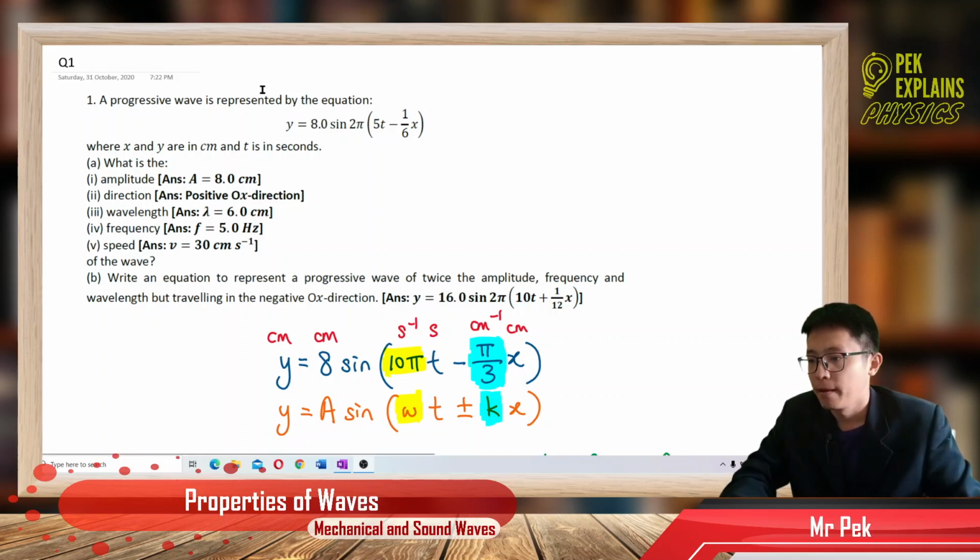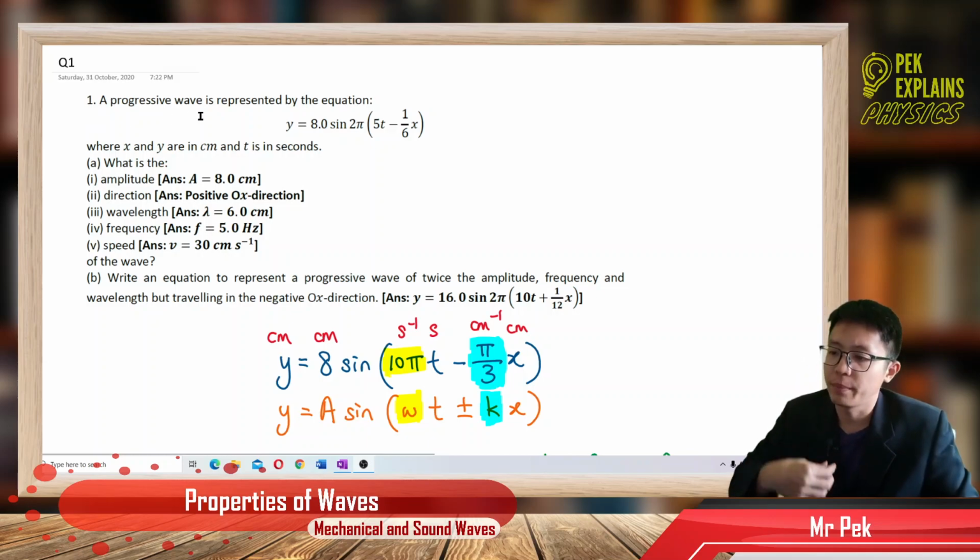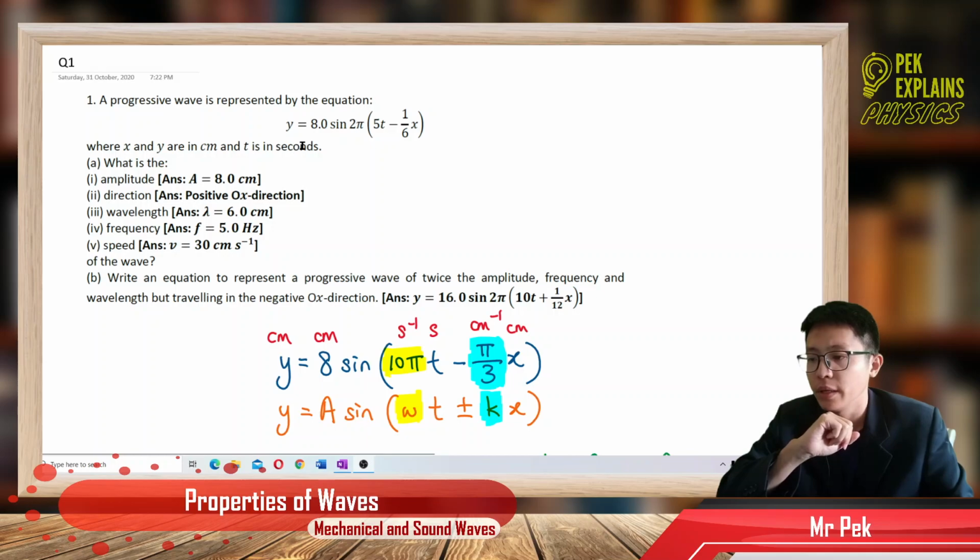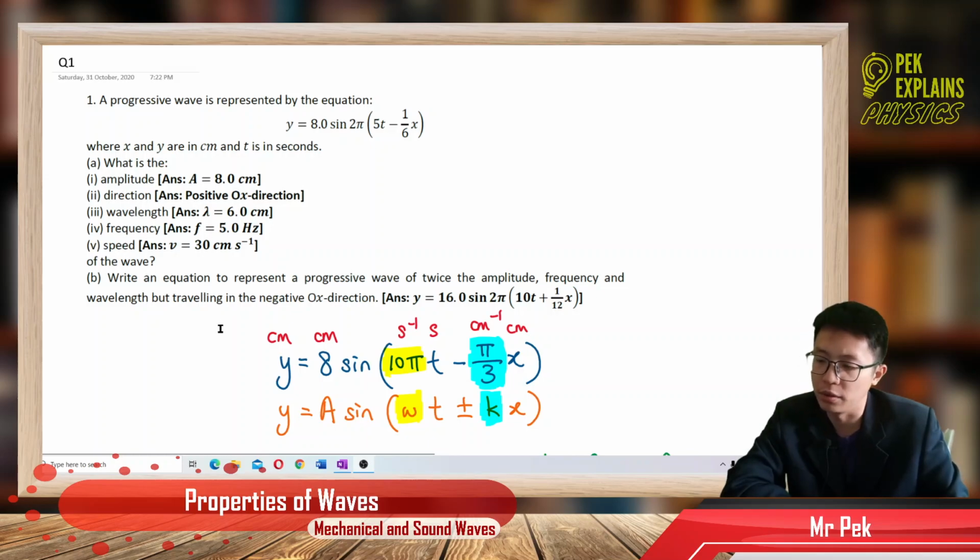Now, this is the first question. A progressive wave is represented by the equation y equals 8 sin 2π(5t − x/6), where x and y are in cm and t is in seconds. What is the amplitude, direction, wavelength, frequency, speed of the wave, and so on?